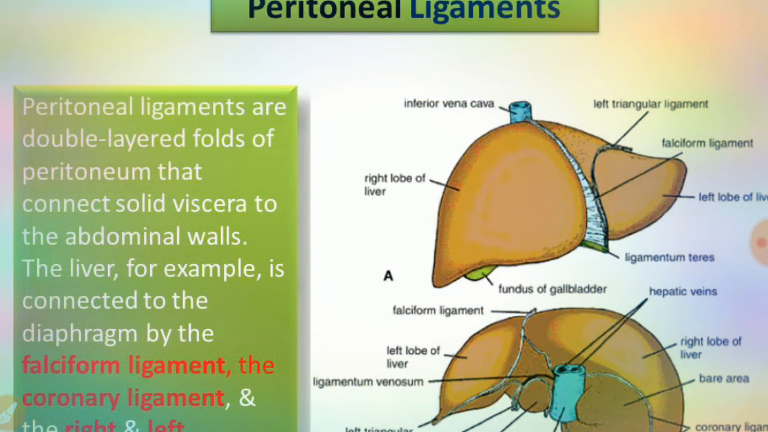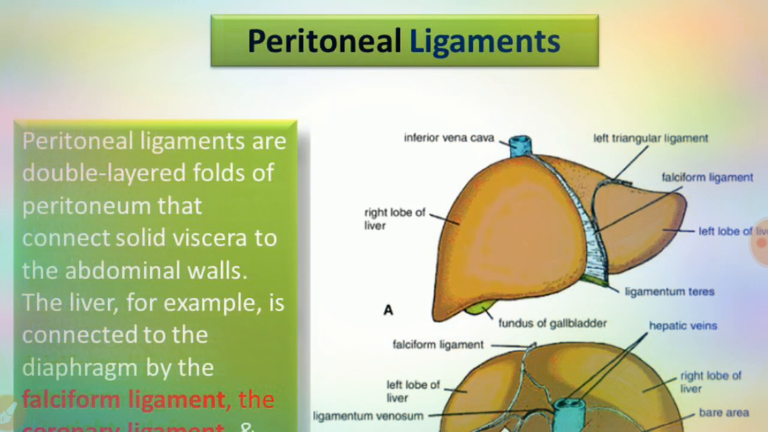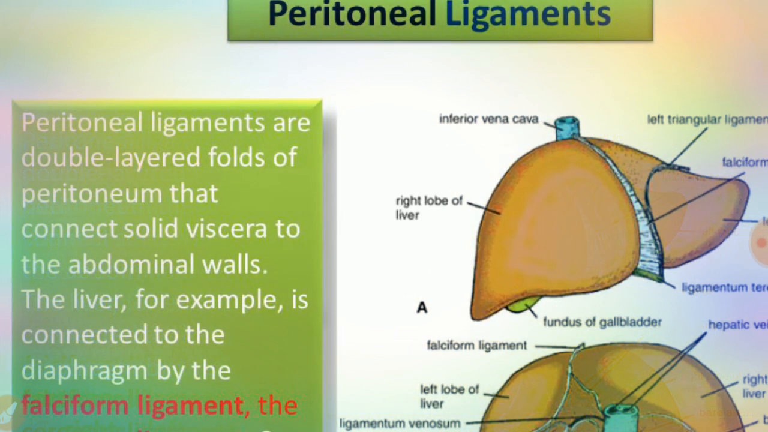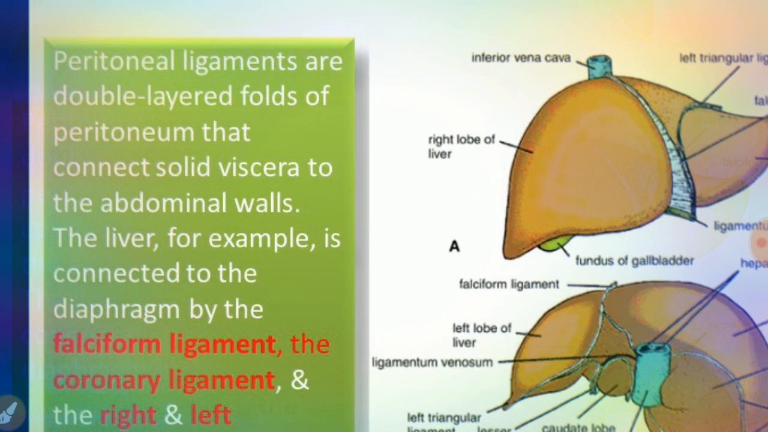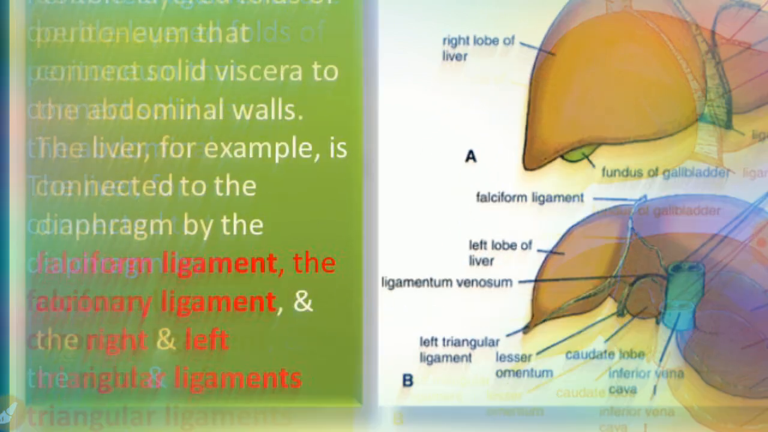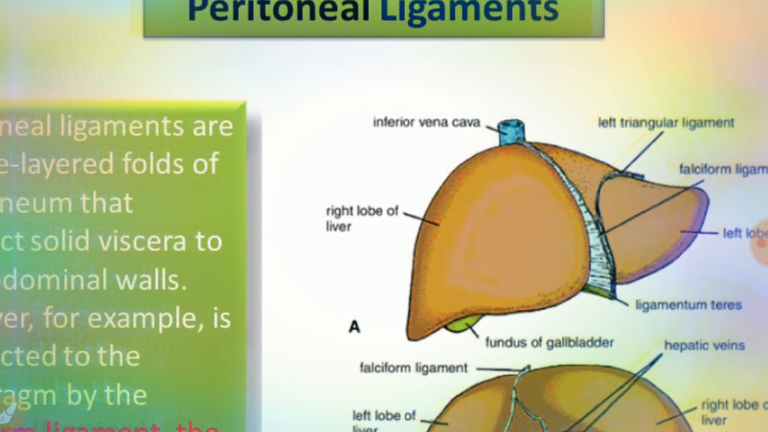Peritoneal ligaments are the double layer folds of the peritoneum that connect the solid viscera to the abdominal walls. The liver, for example, is connected to the diaphragm by the falciform ligament, the coronary ligament, and the right and the left triangular ligaments. See here the peritoneal ligaments.